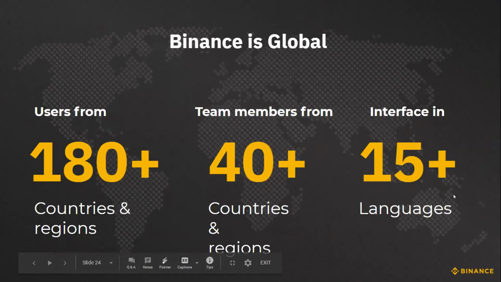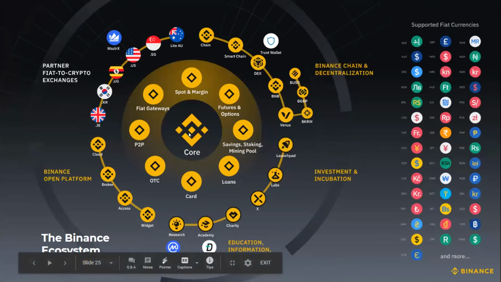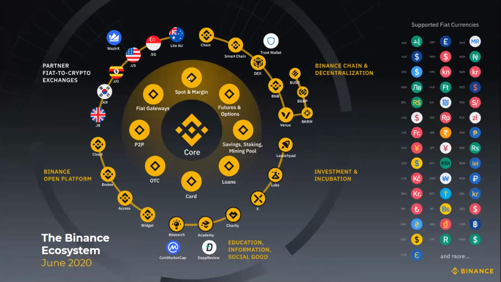All right. So over 15 languages on our platform. So if you don't speak English, whatever other language you speak globally, you can access our platform and understand what we're saying. All right. Now this is the Binance ecosystem. This was done in June 2020. So this is Binance. We have spot and margin trade, futures, options trade.